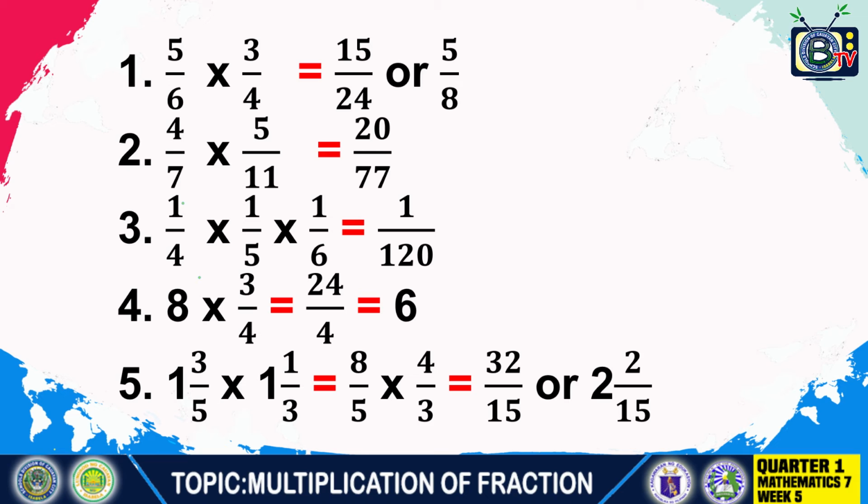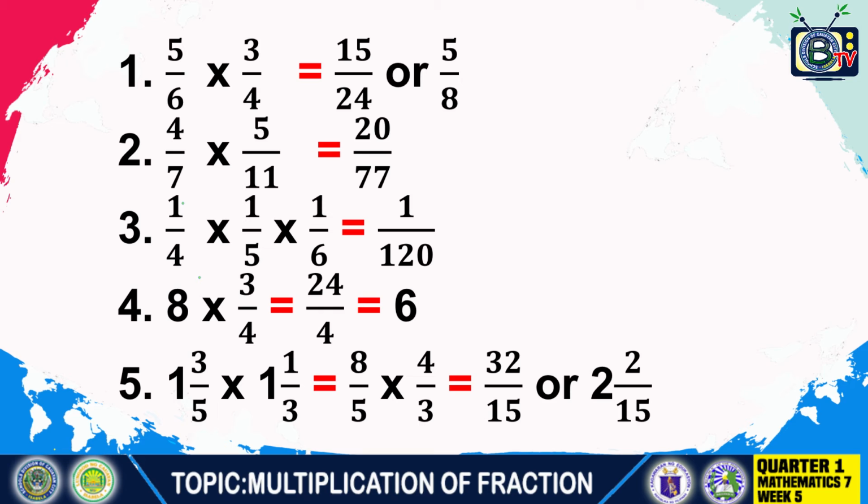What about 1 and 1/3? So first, rename this to an improper fraction. Multiply 1 times 3 is 3, plus 1 is 4. So we have 4/3. Okay, now we can multiply 8 over 5 times 4/3. So 8 times 4 is 32 over 5 times 3 is 15.